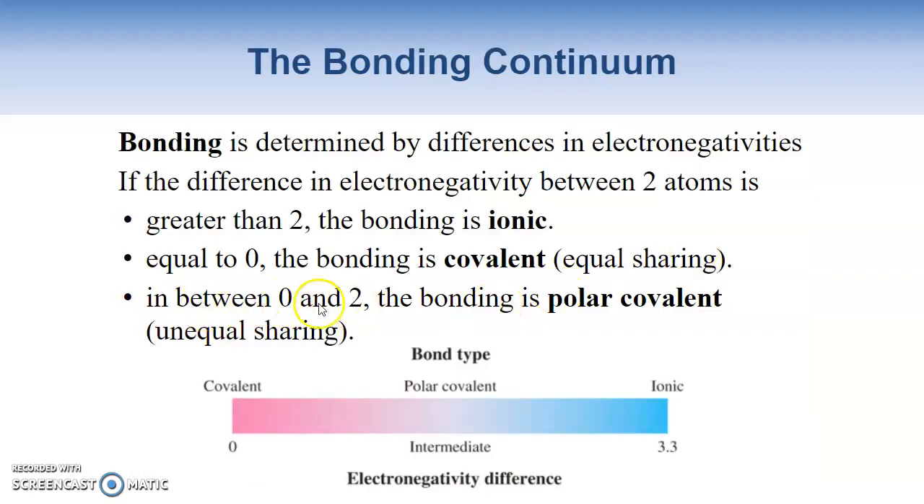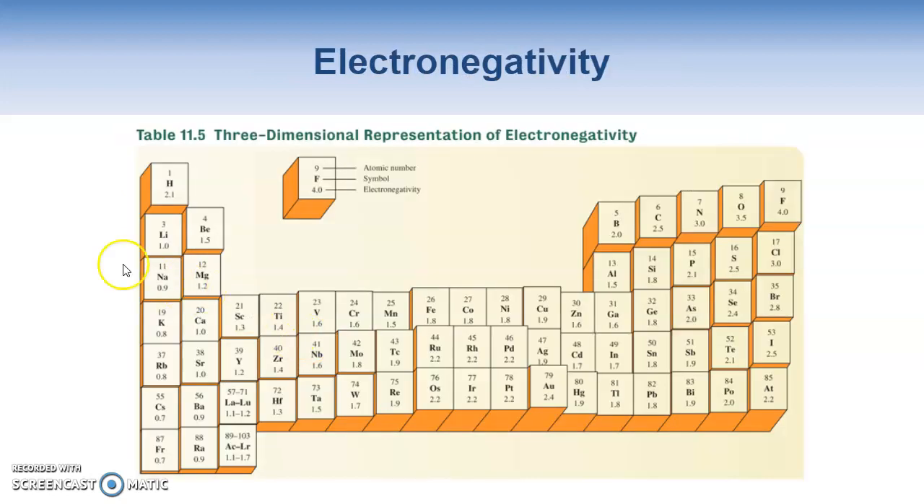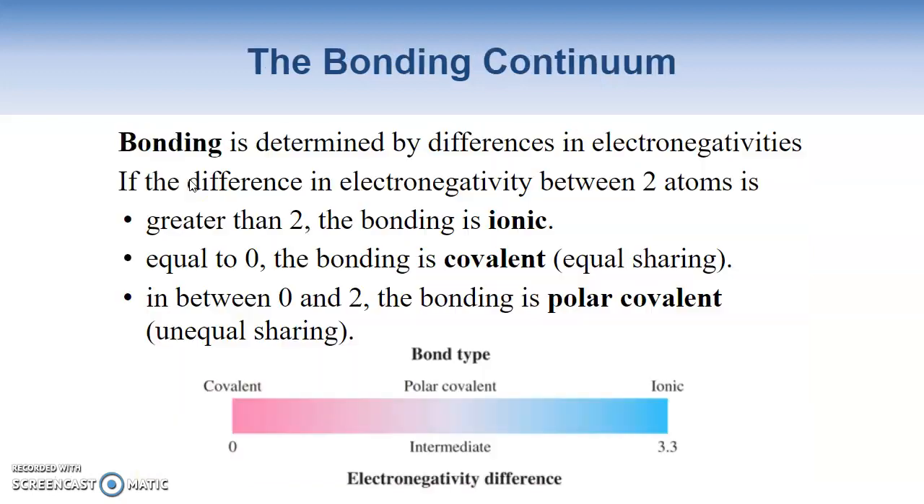And then if it's between 0 and 2, the bonding is what we call polar covalent, which means that there is an unequal sharing of electrons. So HCl, okay, we have 3 minus 2.1 is 0.9. That's going to be between 0 and 2, so that means that there's unequal sharing of the electrons, and it's a polar covalent bond.